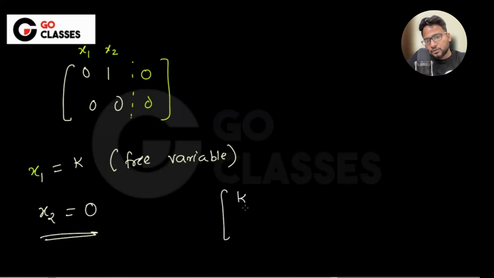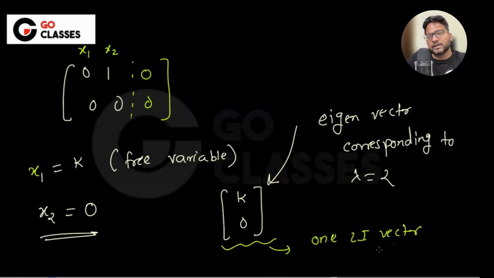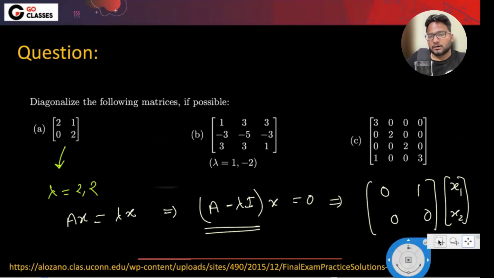So k into 0. This is how many vectors you have got? One vector. So this is an eigenvector basically, right? This is the eigenvector corresponding to lambda equal to 2. Okay, so this is just one linearly independent vector. If you have just one linearly independent vector, can you diagonalize this matrix? No, right? So that is why diagonalization is not possible in this particular example.